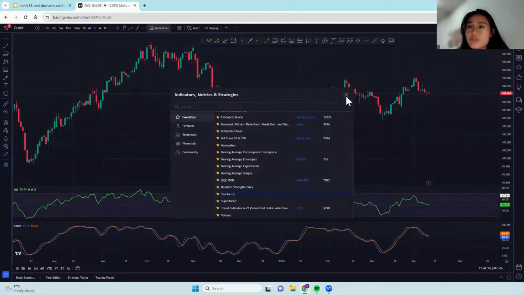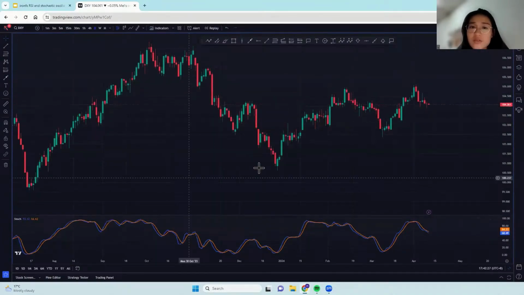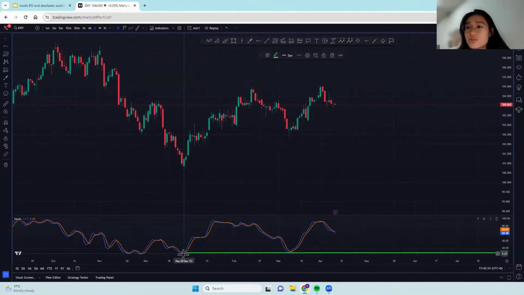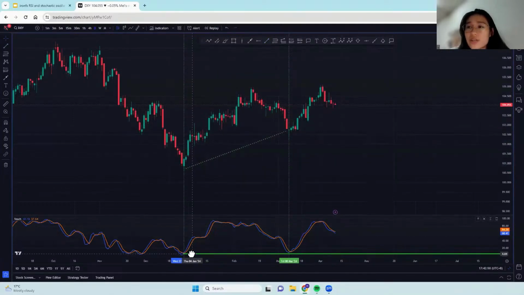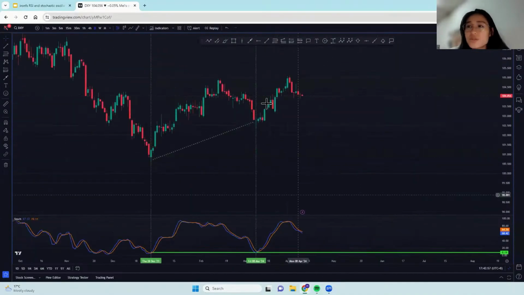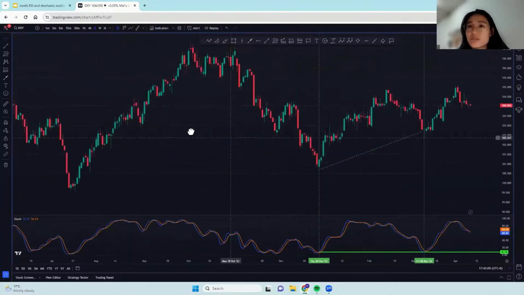RSI, stochastic. Let's focus on RSI first. So on our RSI, you can see price moving in this support level. But then you can highlight the points that you're looking at as well to make things easier. And price is making a higher low, whereas here we have a hidden support. Okay, after that you see price shoot up as well.